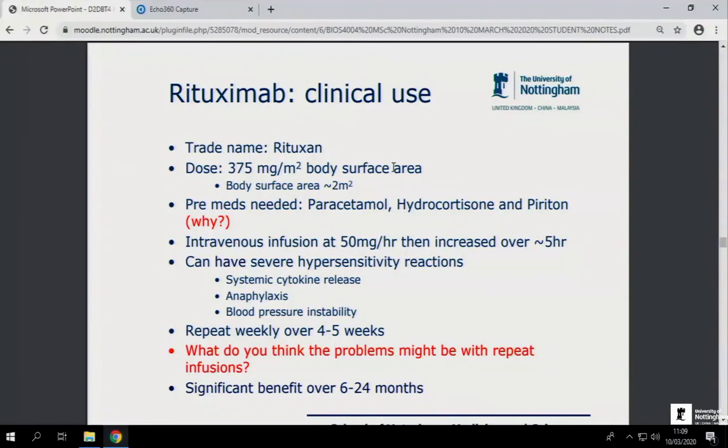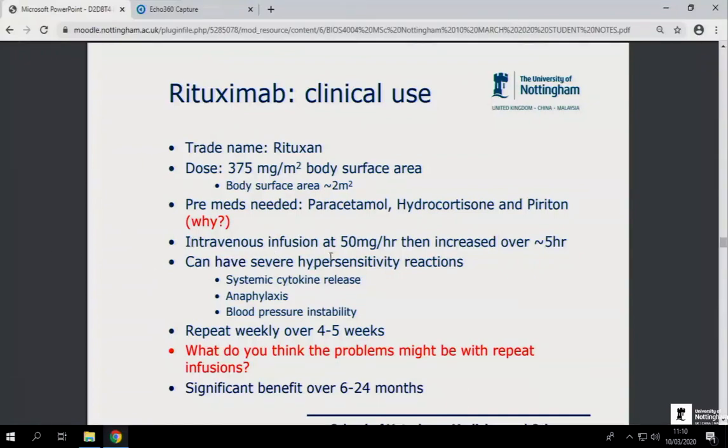So the clinical use, just for interest, this stuff is called Rituxan, and that's the dose you give per body surface area. The body surface area of most humans is about 2 square meters, by the way. You need to have pre-meds in these people: paracetamol, hydrocortisone, and piriton. Why? The answer is because we don't want this patient to go into an allergic response, because this patient's going to get some mouse antibodies into its bloodstream. So we reduce the inflammatory response by giving them paracetamol, hydrocortisone, and piriton. Piriton is an anti-allergen chemical, which I'm sure you've heard of.